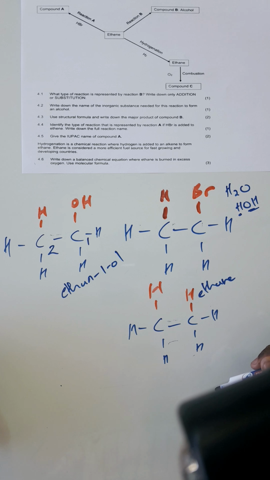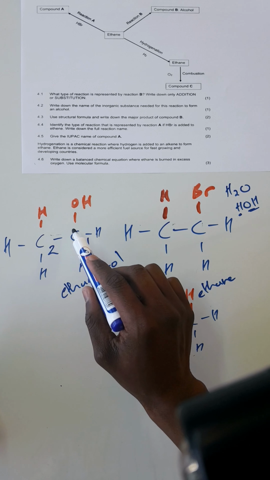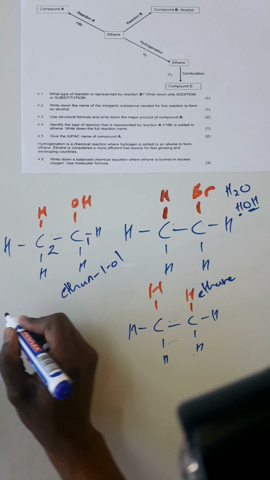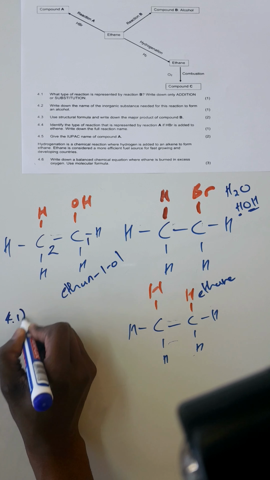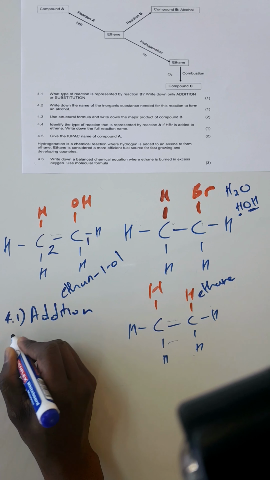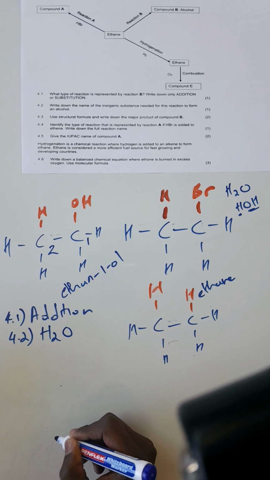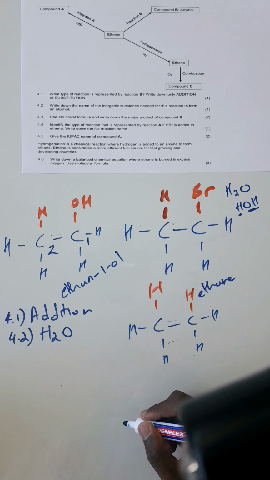4.2, write down the name of the inorganic substance that is needed for this reaction to form an alcohol. What is the inorganic reactant then? In other words, they're asking us, an alkene plus what? For us to get this alcohol, it is an alkene plus what? So for 4.1, we said our reaction is an addition reaction. For 4.2, the inorganic reactant is water.